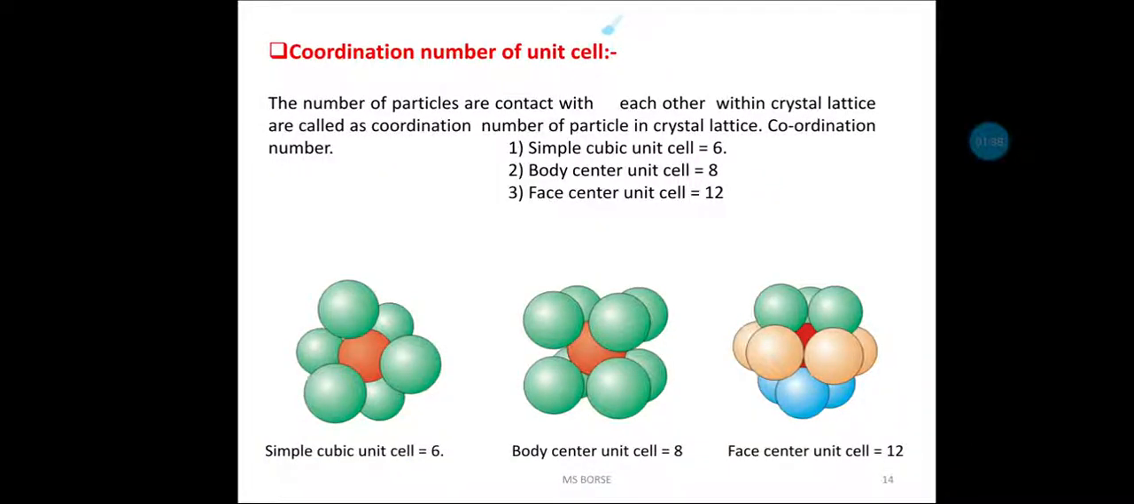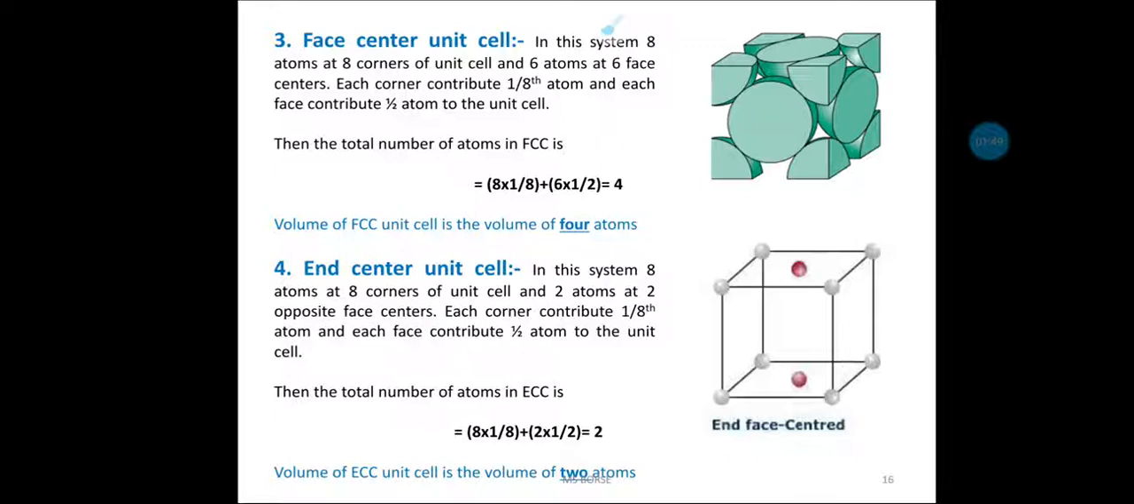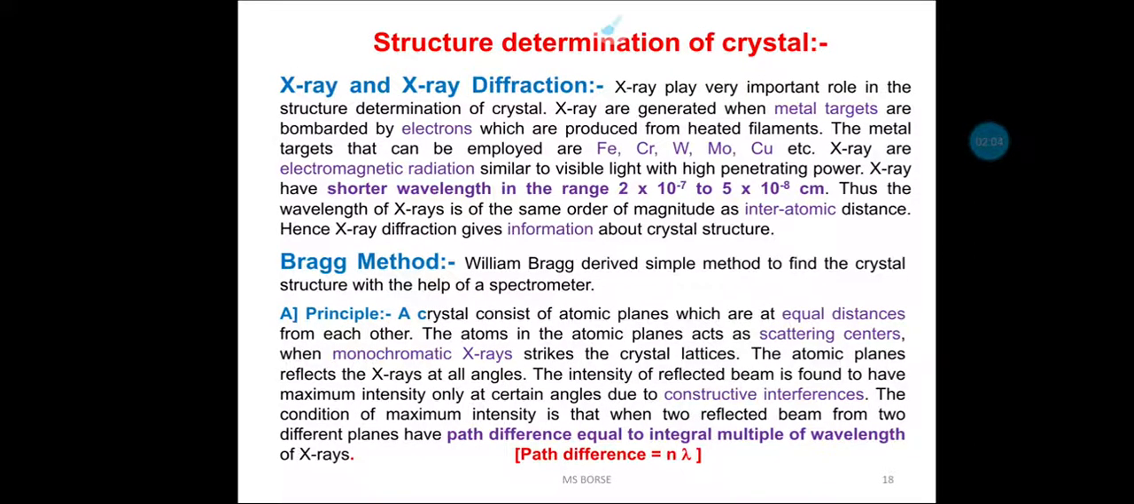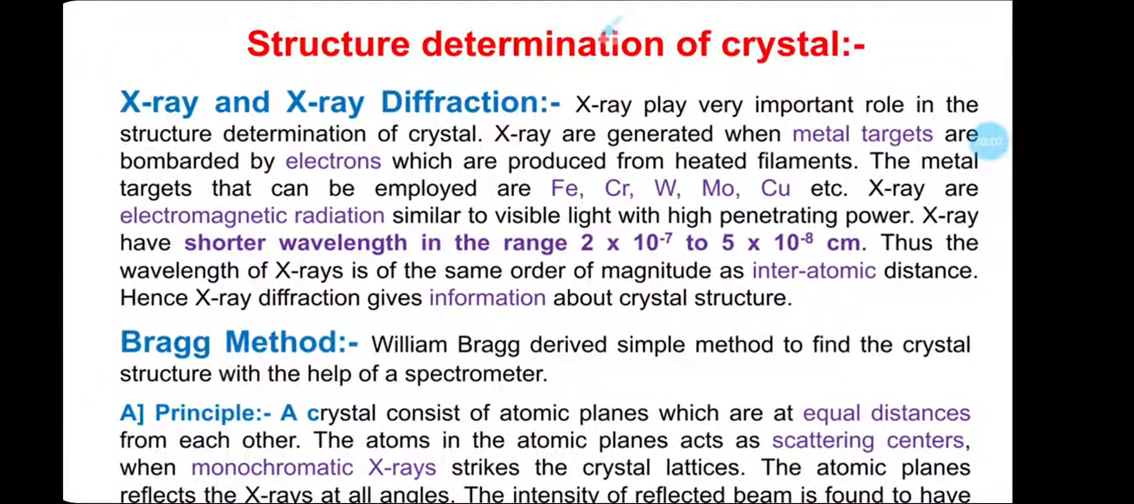Then coordination number of the unit cell, number of atoms and volume of the unit cell, and the relation between the number of atoms and volume of the unit cell, that we have already discussed. Then the relation between density, lattice parameter and volume, that we can also derive for both primitive unit cell and non-primitive unit cell.